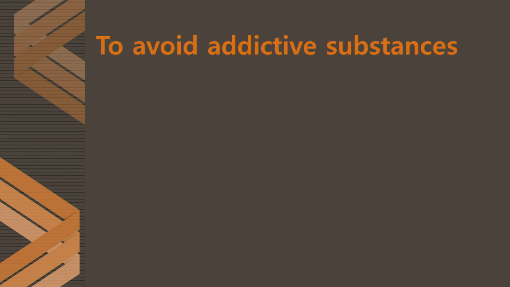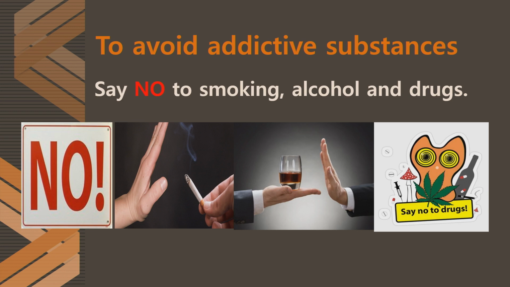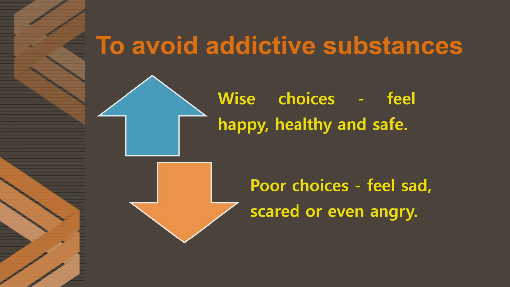How to avoid addictive substances? You have a choice. You have to decide and say no to smoking, alcohol, and drugs. To avoid addictive substances, make wise choices, and considering others before you make a choice will help you lead a happier, healthier, and safer life. When you make poor choices, you will feel sad, scared, and angry.